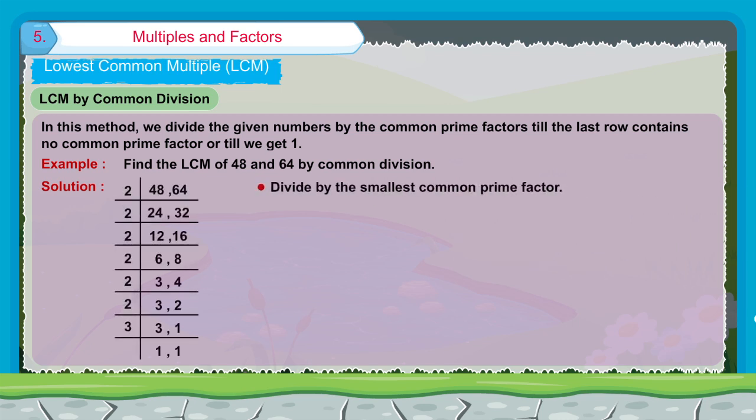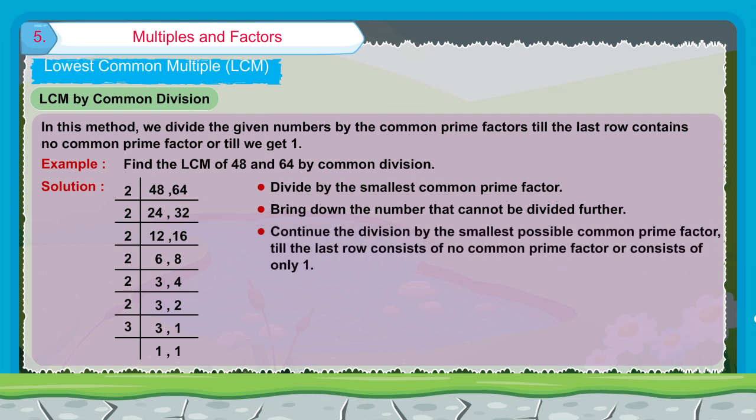Divide by the smallest common prime factor. Bring down the number that cannot be divided further. Continue the division by the smallest possible common factor till the last row consists of no common factor or consists of only one. Multiply all the prime factors to get the LCM.